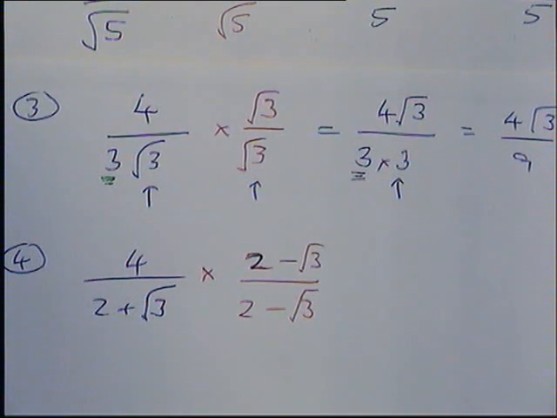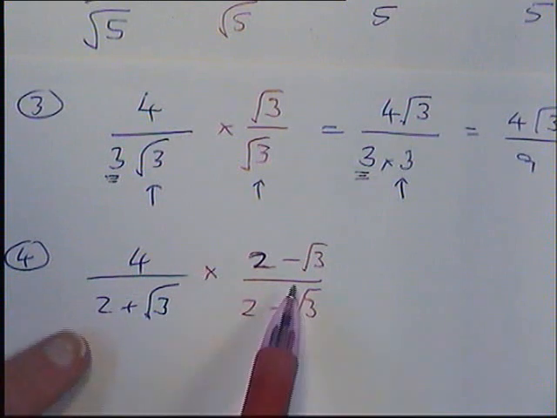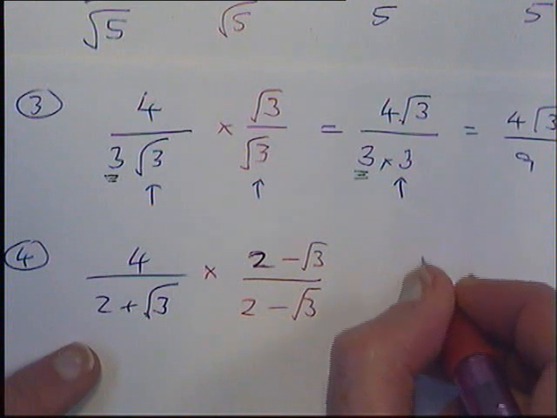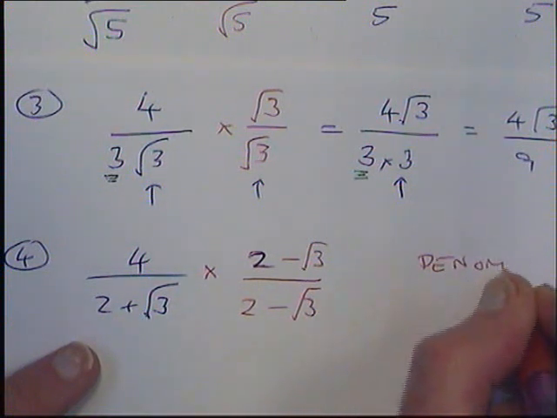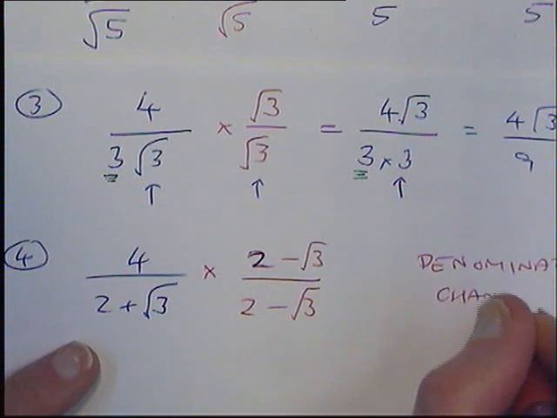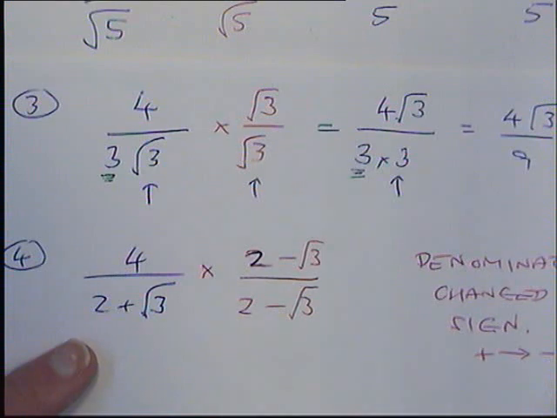Okay, he's right. What we do here is we times by the bottom thing here, but we change the sign. So what we have done here is we use the denominator, but we have changed the sign in the denominator from a plus to a minus. That is what we have done.